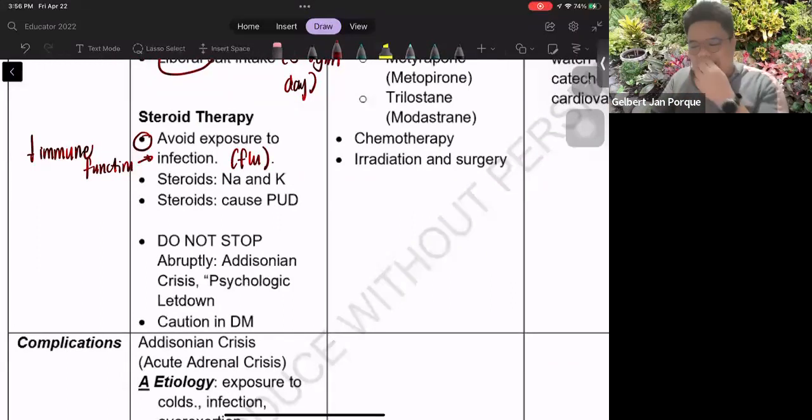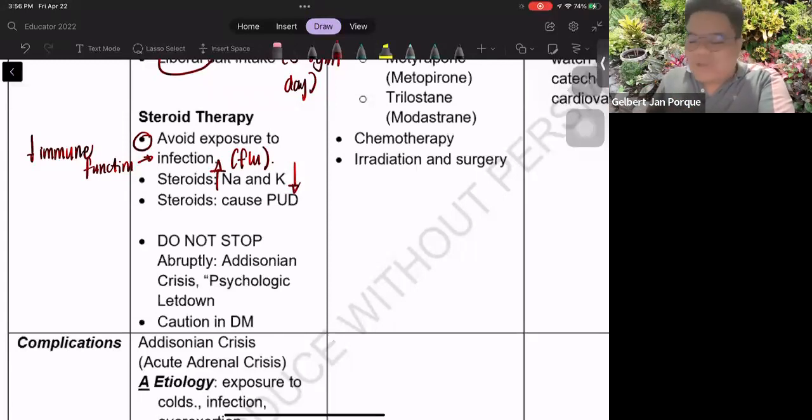Now, steroids class, anong effect sa sodium? Kung sige na-take ko sang steroids, ano na matabo sa sodium levels ko? Ma-increase or ma-decrease? Okay? Ma-increase na siya class. Kag ang problema naman kay potassium, ma-decrease. Okay? Ma-decrease naman niya si potassium. Okay, take note of that.